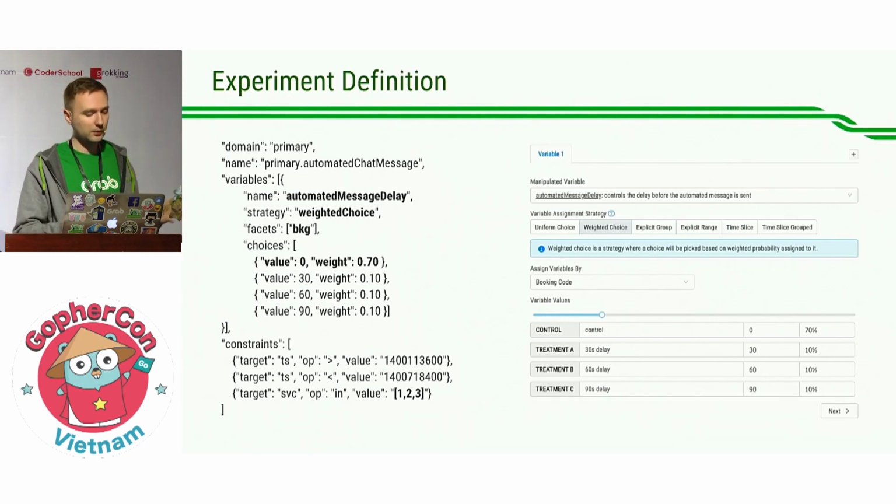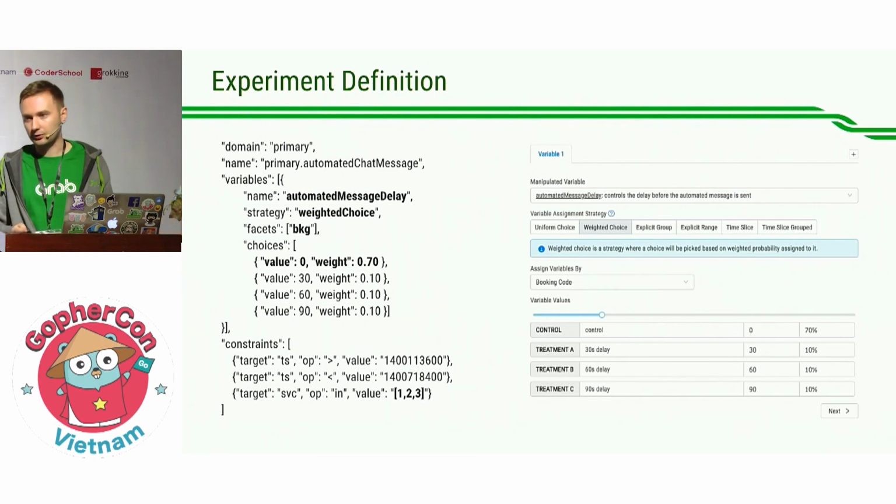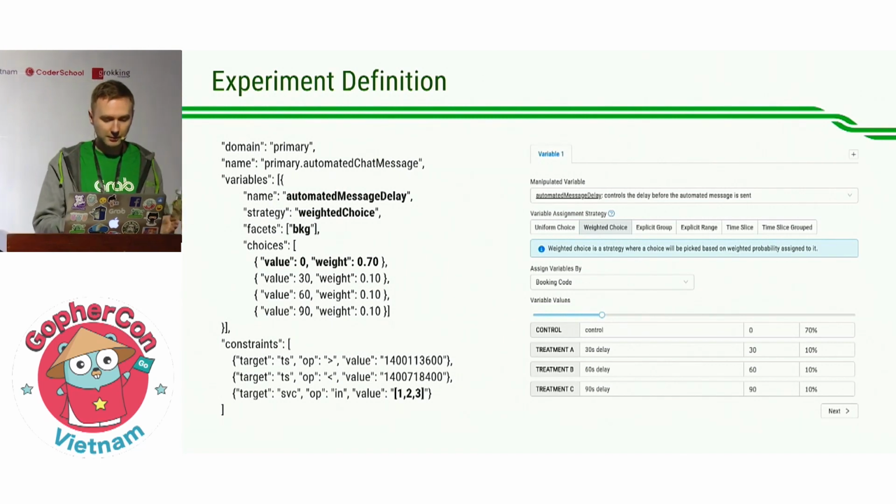As well, we have some constraints. This experiment should be constrained, first of all, in time, so you don't want to run an experiment for months. It's constrained in time, and then constrained on several verticals, like taxi types, as we call them.